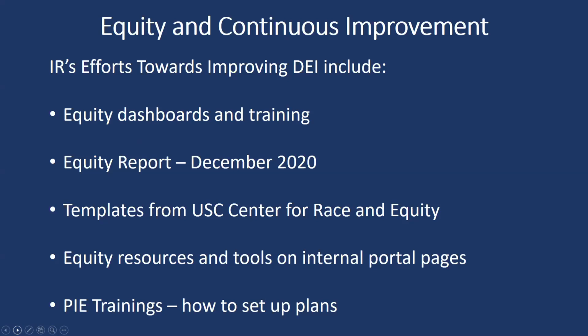We're also working on an equity report. So this is separate from the dashboards, and a report format that we hope to have released by the end of this semester. High-level summaries of various metrics from student enrollment, success metrics, to after they graduate. We are utilizing templates from the USC Center for Race and Equity, and a couple of these examples we'll show on the next slide, but we want to have this resource as well as other resources and tools so that when we are providing the data to various groups on campus, they have a step-by-step guide or some templates so they know how to review the data.